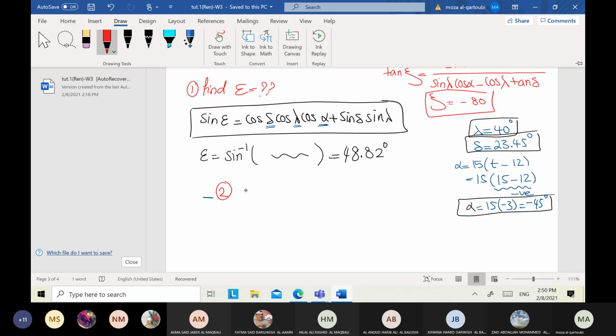Okay, use the rule. Sine of zeta equals cosine delta sine alpha over cosine epsilon. Please write this note. Only 3 notes: cosine delta, sine alpha, over cosine of epsilon. This is sine of zeta, the azimuth angle. Then try to find zeta now.